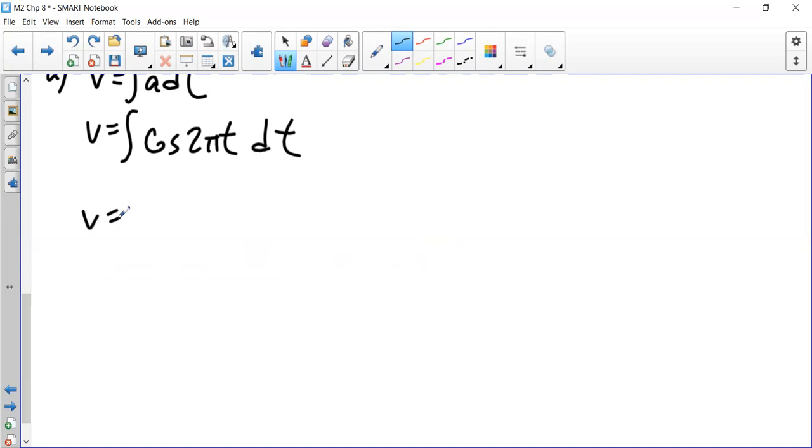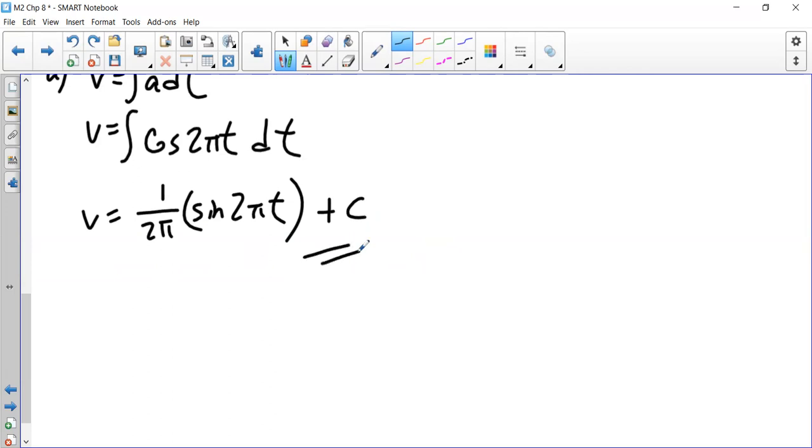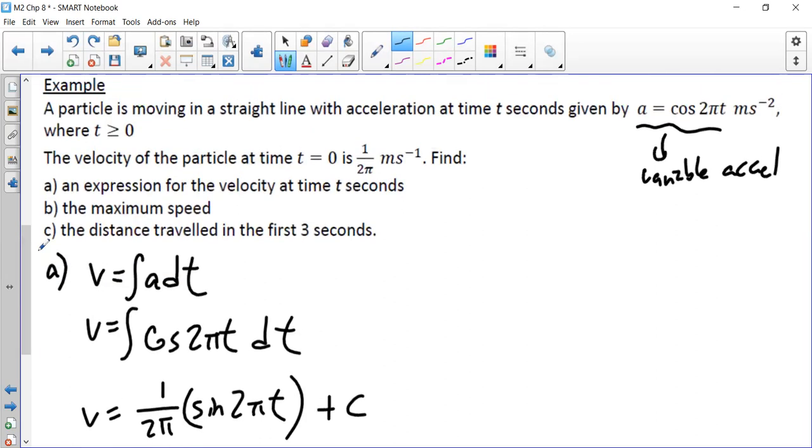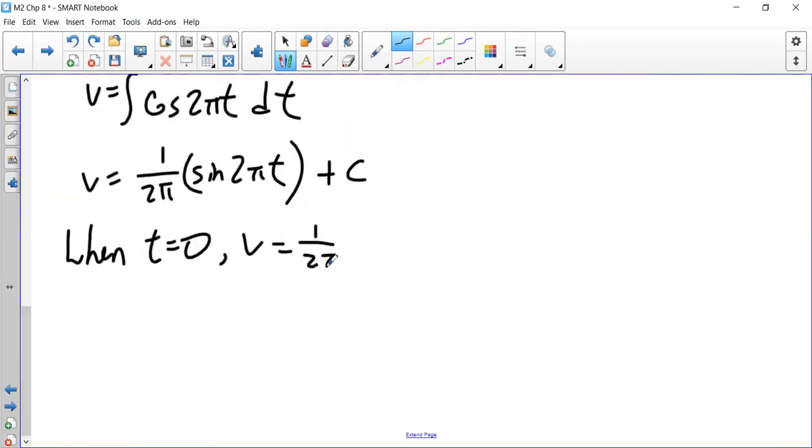You would have got v equals, so integrate, yep, 1/(2π) times sin 2πt. But when we integrate, we have the plus c, our forgotten child. Oh, actually, that's not the answer, because we need to find c. So we need to substitute a boundary condition. It means when t = 0, we're given that the velocity is 1/(2π). So when t = 0, v = 1/(2π). This line is to help you find the c value. You should have done most of these back in year 1.